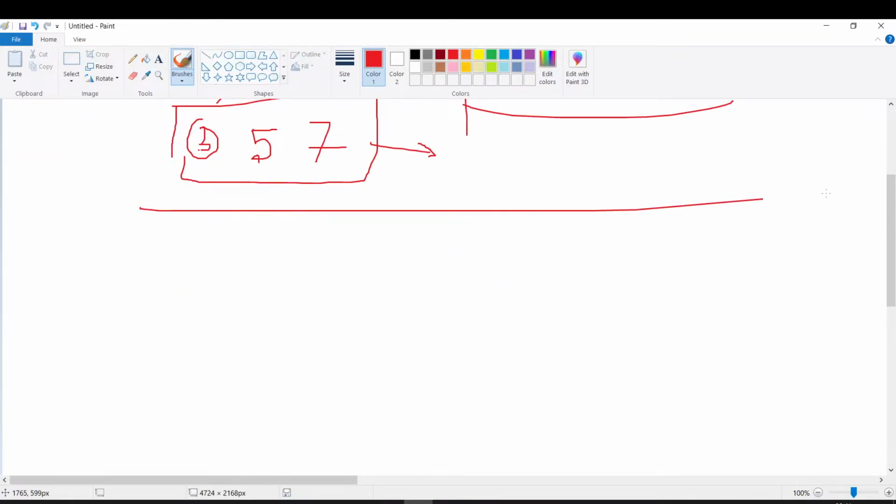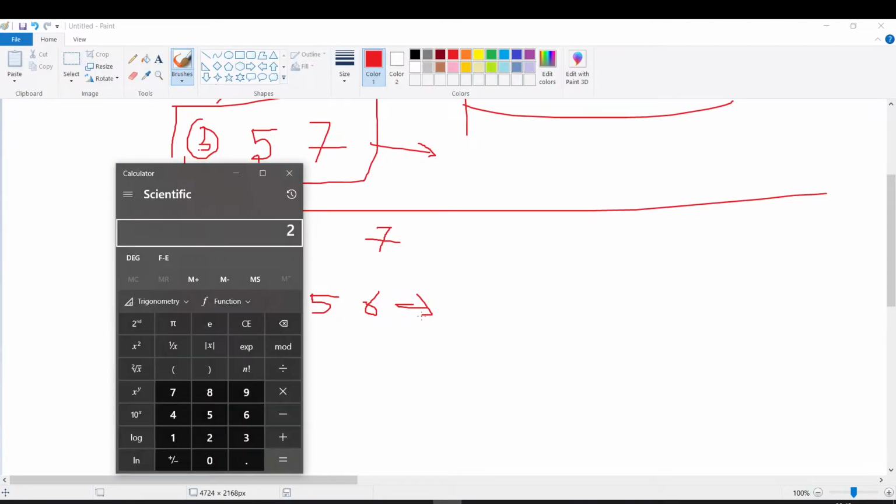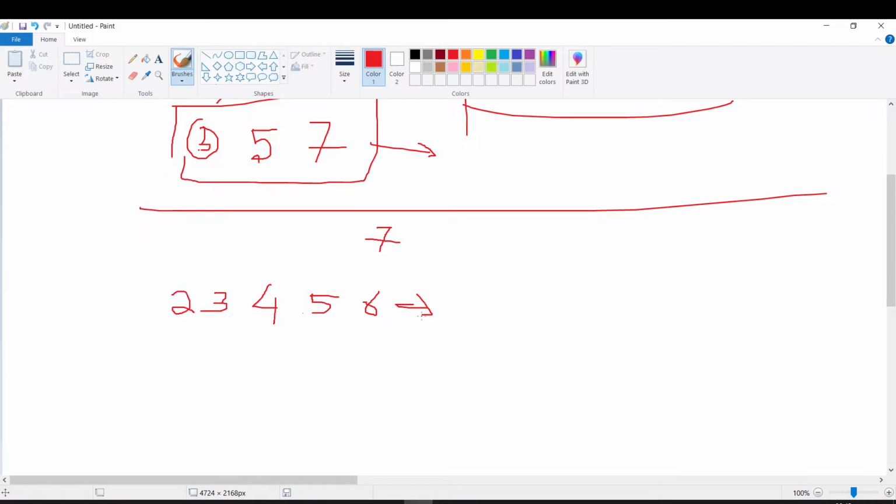Okay, let's take a different sequence. Let's say it for 7. So for 7, we should take non-coincident factors. Like 2 we can take, 3 we can take, even 4 we can take, 5. As 7 is a prime number, we can take everything. Now we multiply all these numbers: 2 into 3 into 4 into 5 into 6. It's 6 factorial, it's 720.